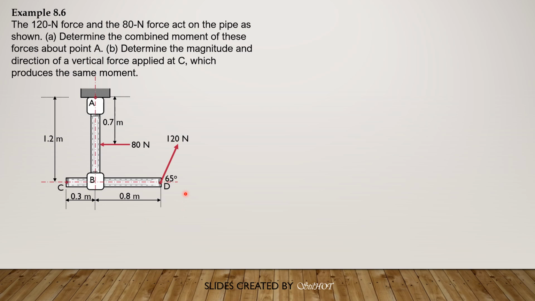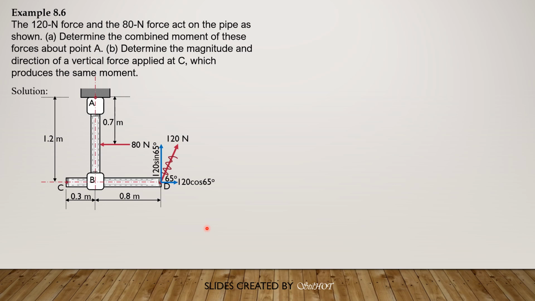Then for easy calculation of moment about A, I'll just present one solution, that is by Varignon's theorem. So if we resolve this 120 Newton force into components, we have 120 cosine 65 as horizontal component, and the vertical component 120 sine of 65. Now for these components, both have counterclockwise moment about A, and this 80 Newton force is clockwise. So since there are two counterclockwise components, let's assume that counterclockwise moment is positive.